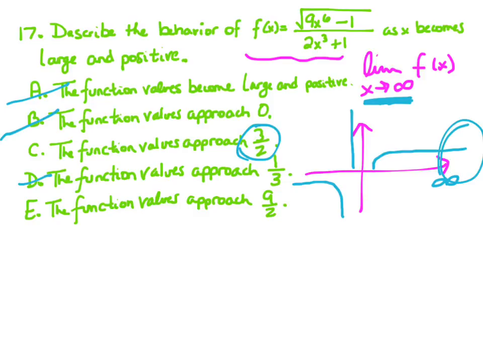Do the function values approach 9/2? Well, 9/2 is the same as 4.5, and the horizontal asymptote is obviously not that high just by looking at the graph. And so we've eliminated the other answers. Our limit, our horizontal asymptote, as x goes to infinity, is at 3/2.